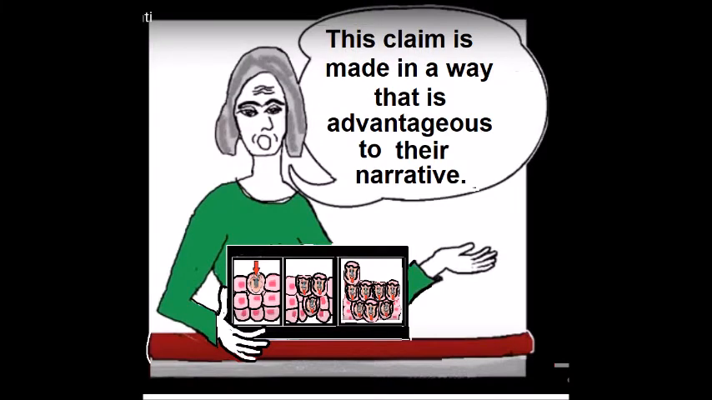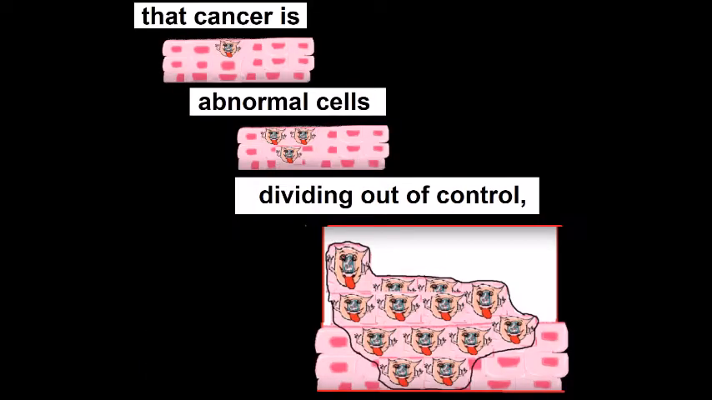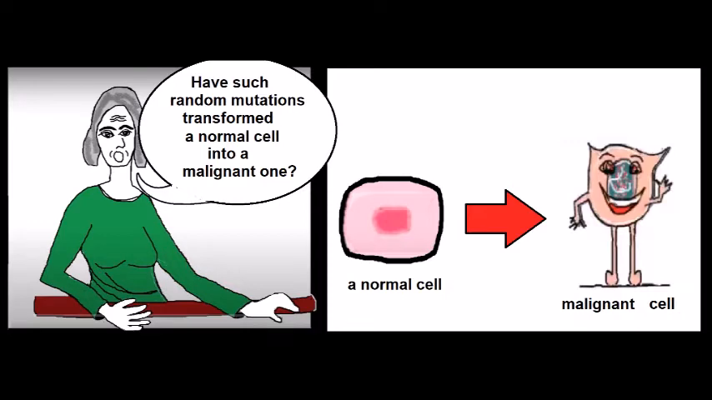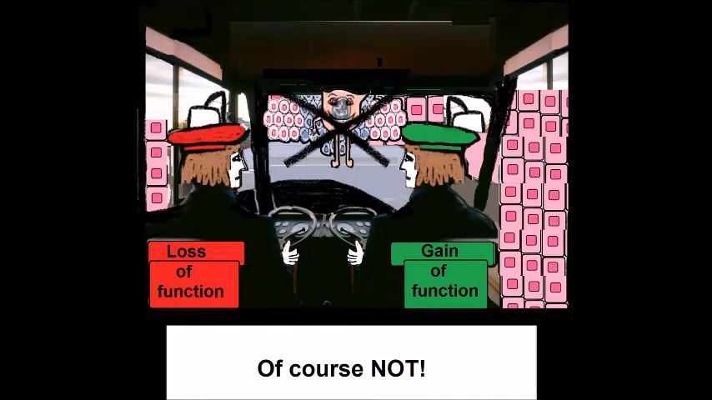The claim is made in a way that is advantageous to their narrative, that cancer is abnormal cells dividing out of control, that is, uncontrolled cell growth. Have such random mutations transformed a normal cell into a malignant one? Of course not.